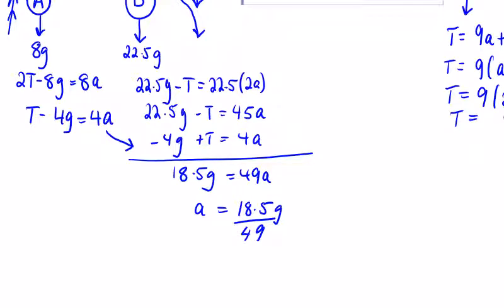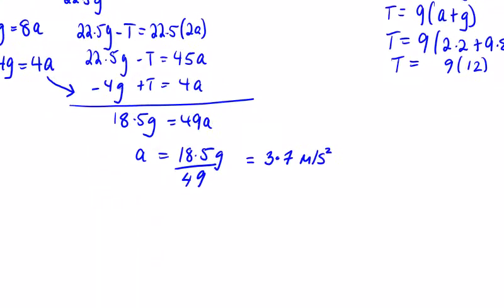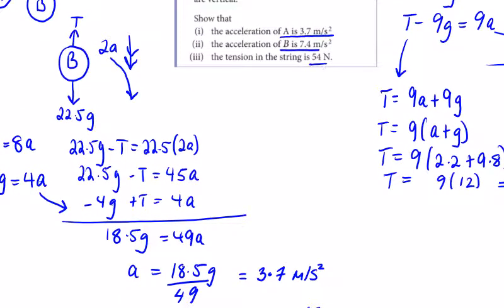So this is 18.5 divided by 5, 3.7. What were we asked in this question? Show that a is 3.7. B is 2a. 2a is equal to twice, always show it, 3.7, which is 7.4. And the tension is 54.